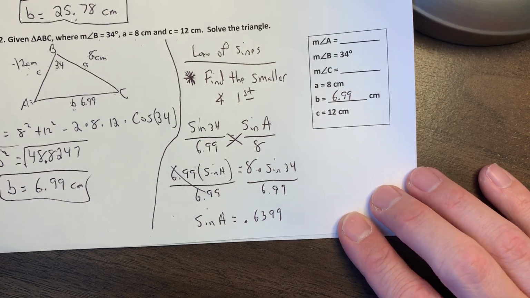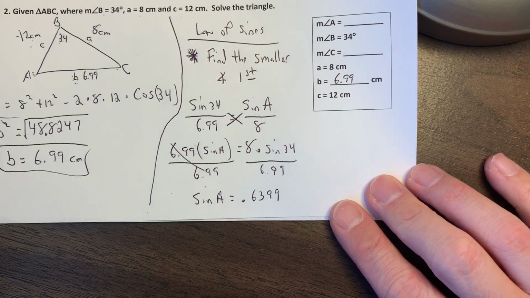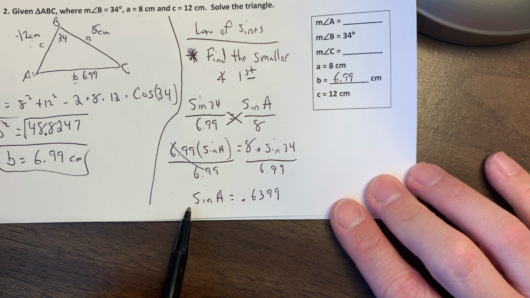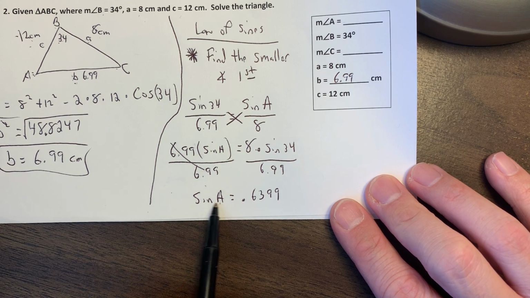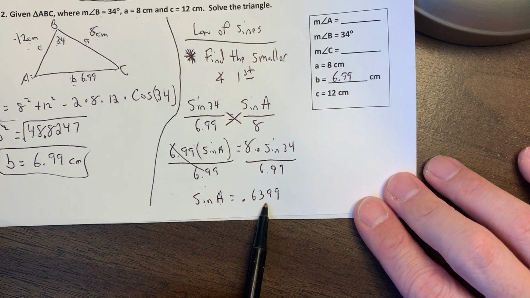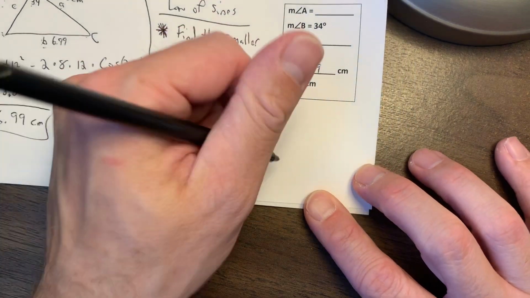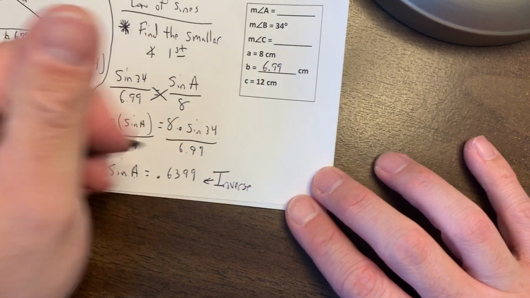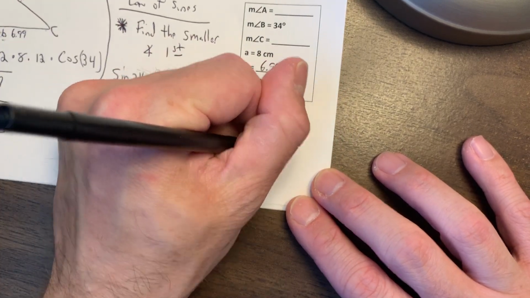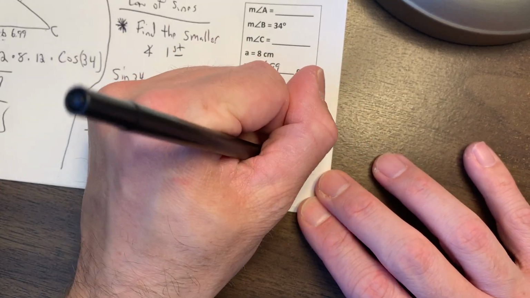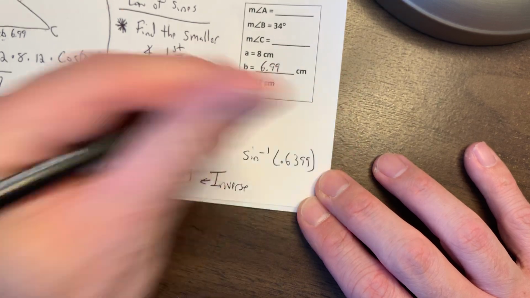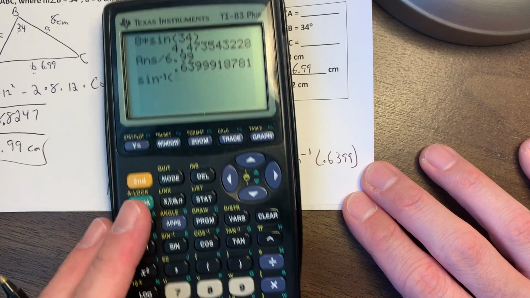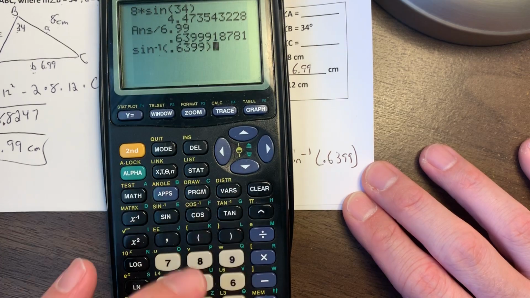I don't really have an angle, but do you guys remember what to do here? If I'm trying to find the angle that's next to sine and I have a decimal, I'm going to do the inverse. So remember what the inverse is? In your calculator, it's the sine of -1, and I'm going to do 0.6399. That's all I'm going to do. I'm going to type that in the calculator. The inverse of 0.6399, okay?